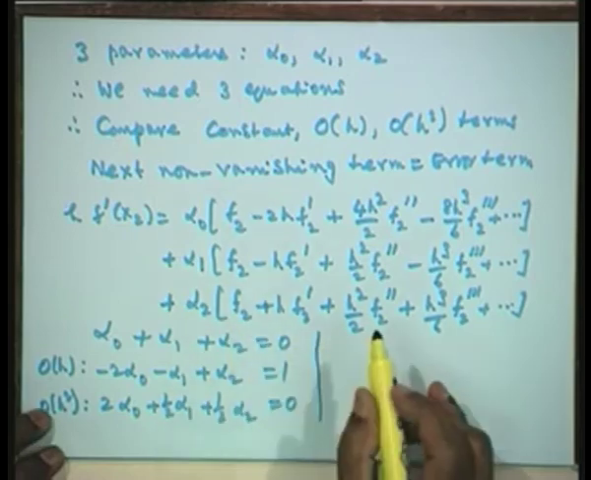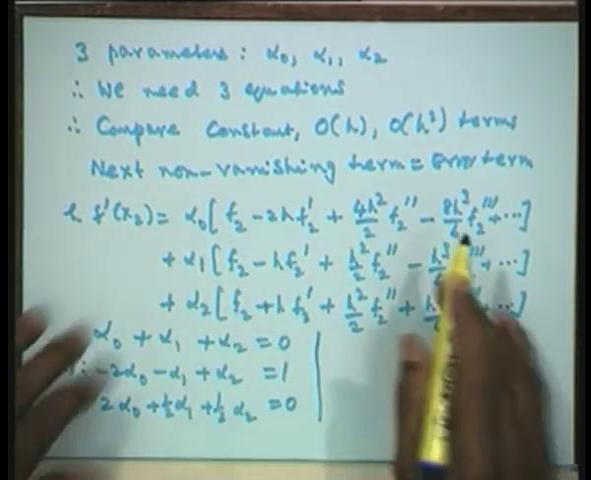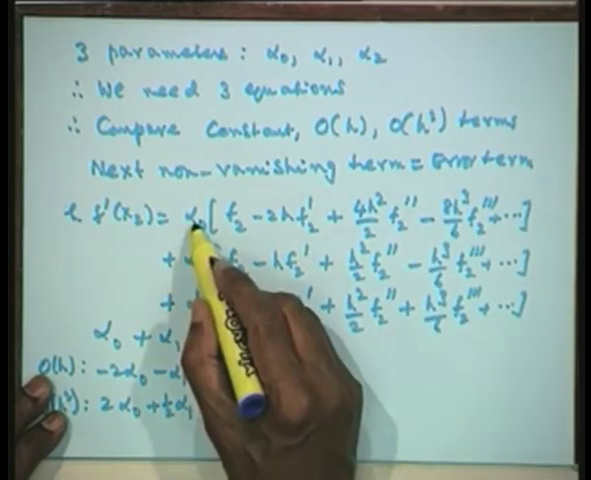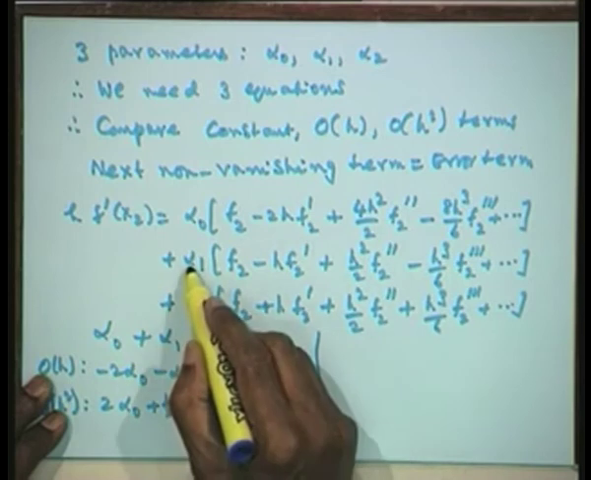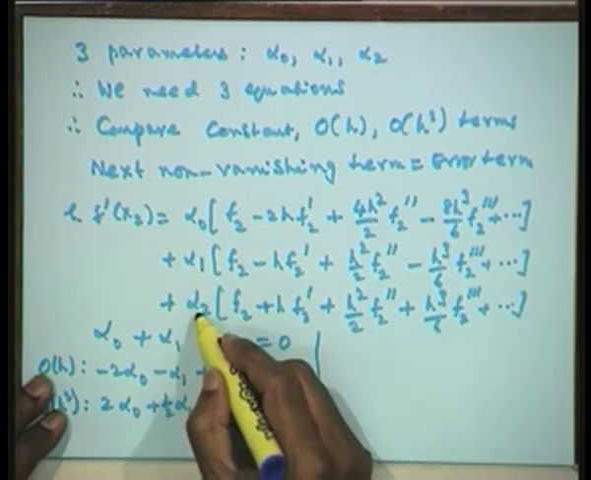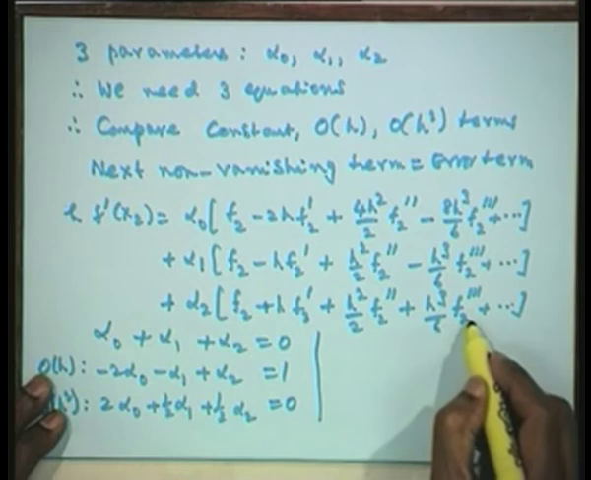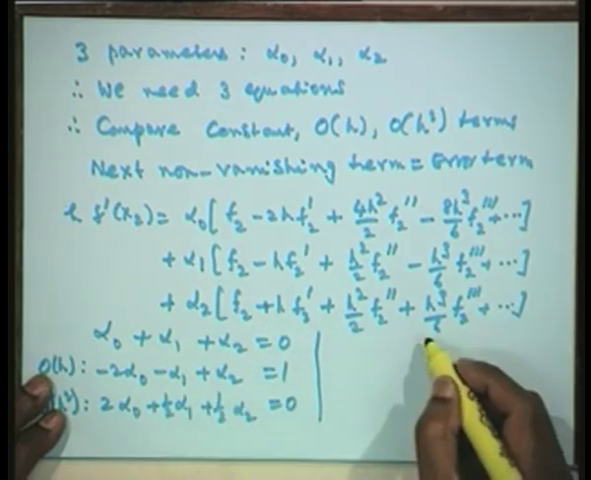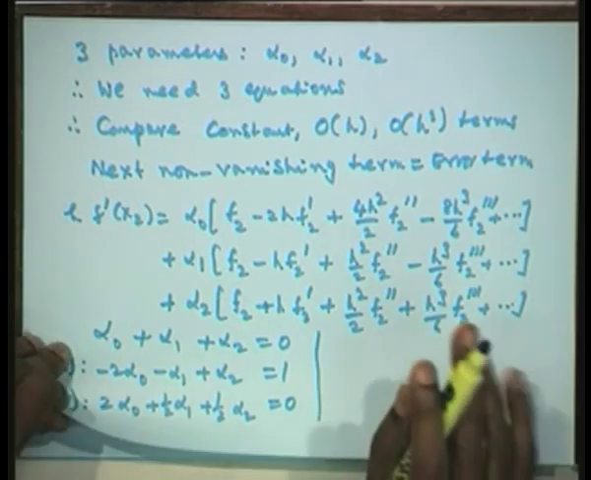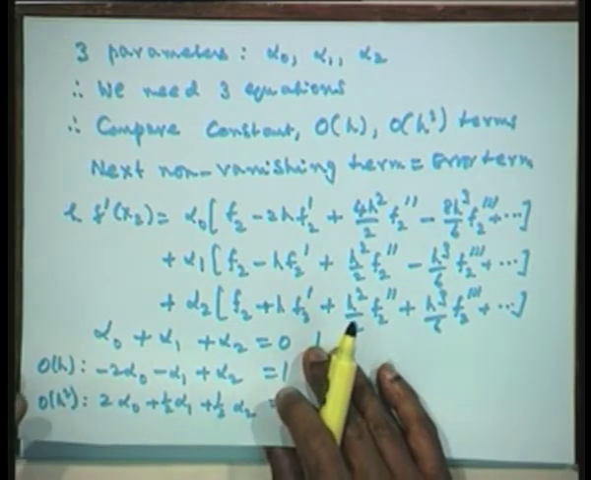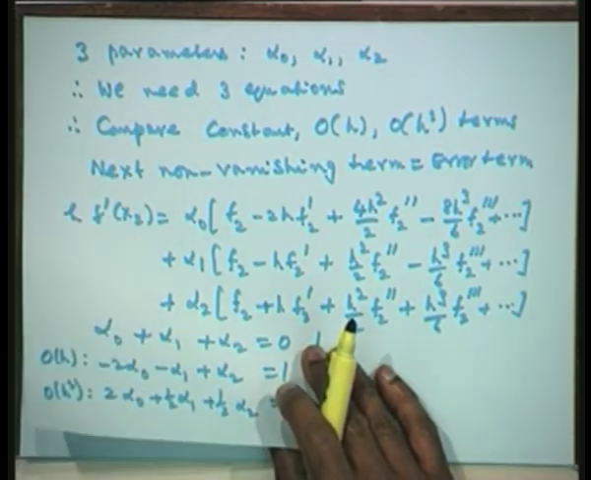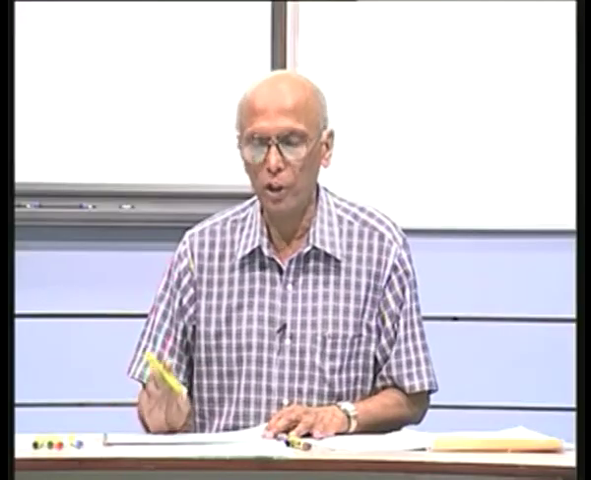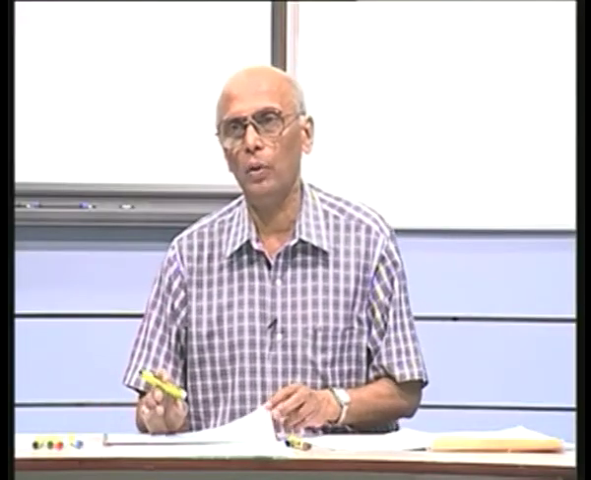Now, if you look at the error, the error would be the next non vanishing term, the next term is minus 4 by 3 alpha naught minus 1 by 6 alpha 1 plus 1 by 6 alpha 2 into h cubed f 2 triple dash. So, we can substitute the values of alpha naught, alpha 1, alpha 2 in that and then write down that this is the error in this particular formula. Therefore, given any particular formula which is required in a particular application, one can use the Taylor expansions, determine the parameters that are there and then find out the error expression also.